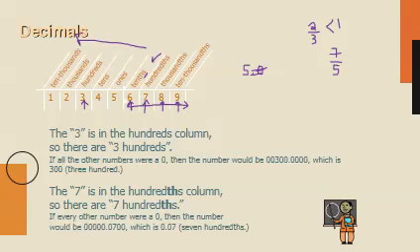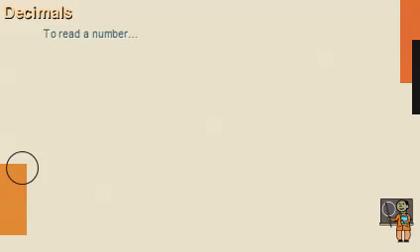Now I'm going to explain how we say the decimal number in word form. So to read a number we have steps. The first step is to read the whole part number, which is to the left of the point. So the first thing you have to do is to read the whole part as you used to do before.